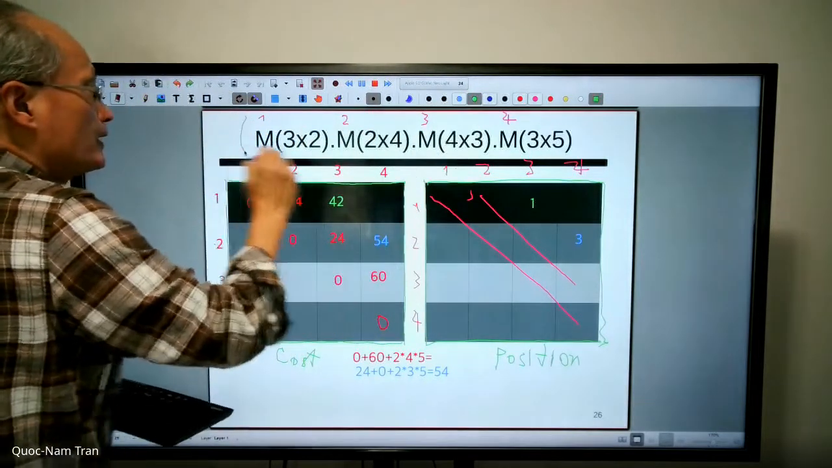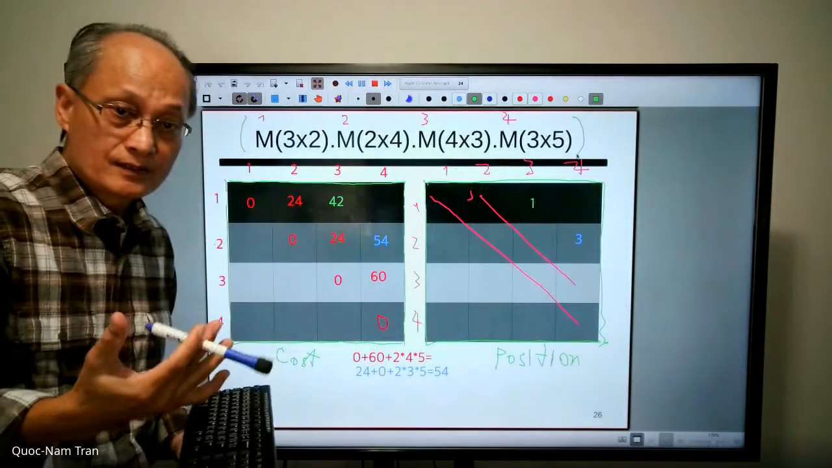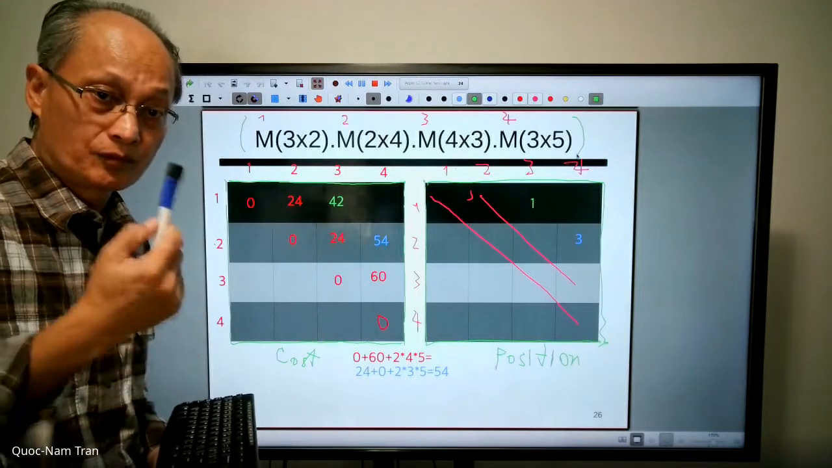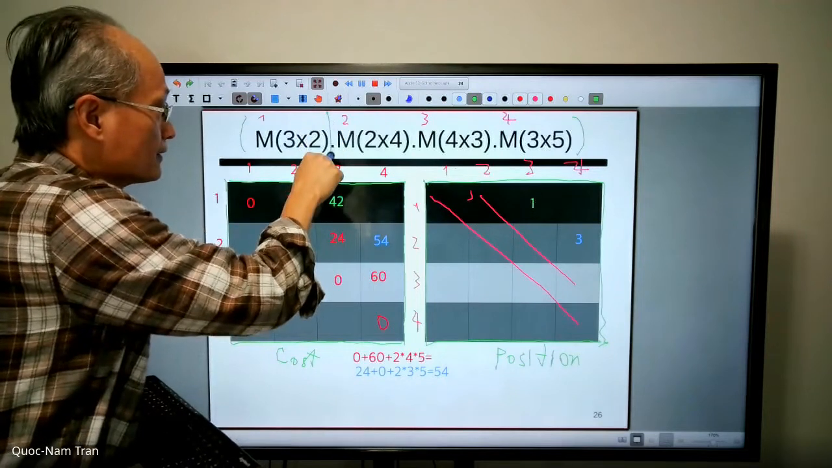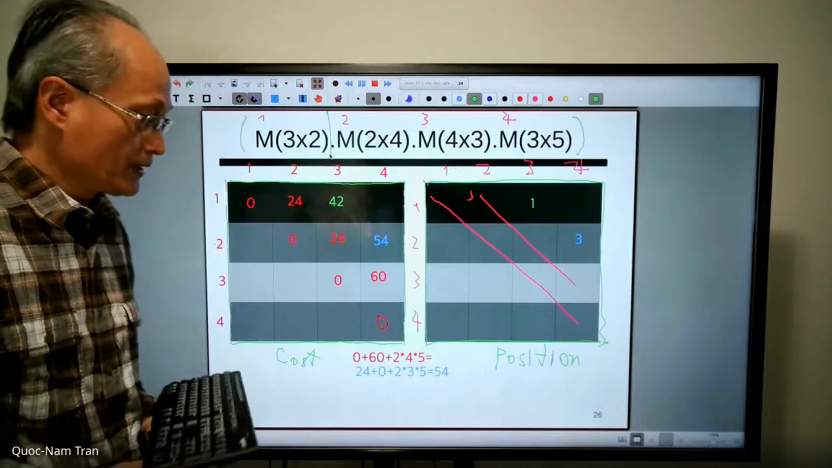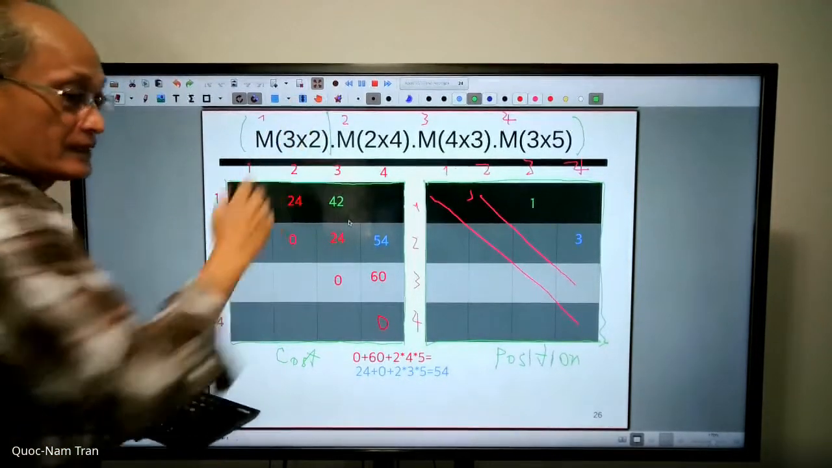So from 1 to 4, for this sequence, we have 3 different ways to break the sequence, right? The first way is here, after the first matrix. So what would be the cost if we break the sequence at this place?